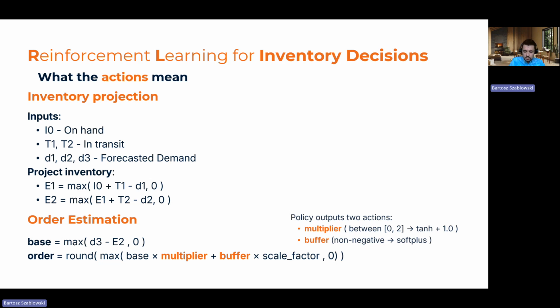It doesn't return the final order. Instead, it returns two continuous actions. The first one is a multiplier, which scales the base order up or down. The second is the additive buffer. And the second component is important because if only the multiplier existed, then when the base order is 0, the agent wouldn't have a way to adjust it. The buffer gives the agent flexibility.